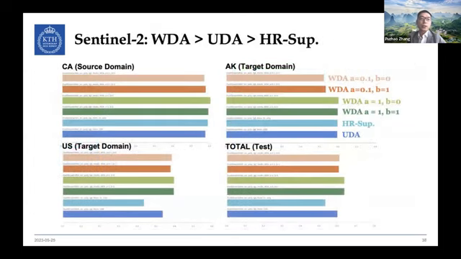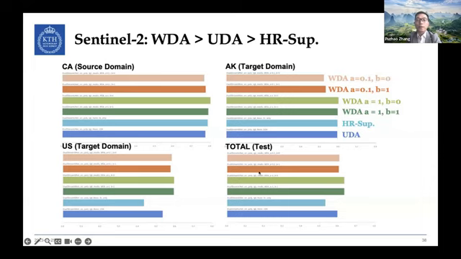Here we show the result, and we can see for Sentinel 2, we have weakly supervised domain adaptation. Generally it has better performance than unsupervised domain adaptation, and also significantly better than the high resolution fully supervised model. This is Canada, the source domain, and we use different colors to denote different approaches. This is weakly supervised domain adaptation. This is HR supervision, which means fully supervised with high resolution labels. And this is the UDA. Especially for the US target domain, we can see the WDA achieves the highest accuracy compared to UDA and also the fully supervised one. And UDA also performs better than the fully supervised one in the target domain.